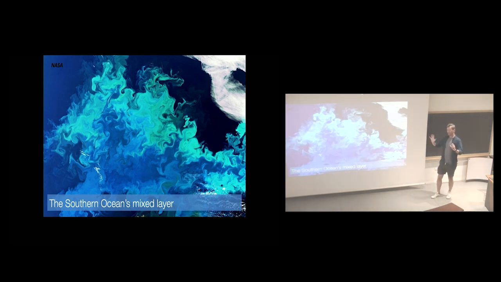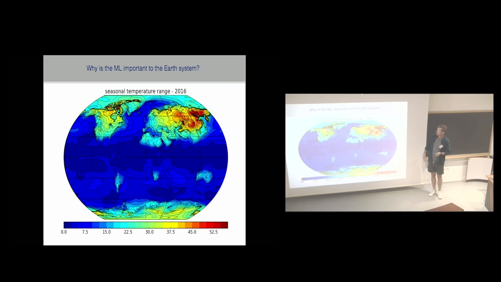Okay, so now we're just going to take a step back and go more simply into what the surface mixed layer is. I know not all of you understand the surface mixed layer. So why is it important to the Earth system? Why do we care about these couple of tens to hundreds of meters of the surface ocean?